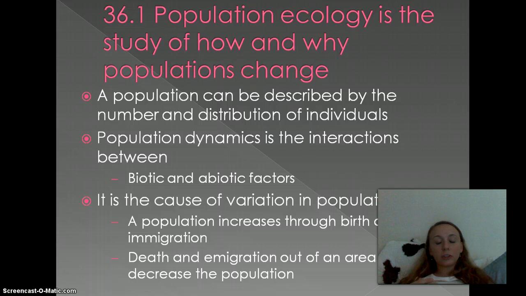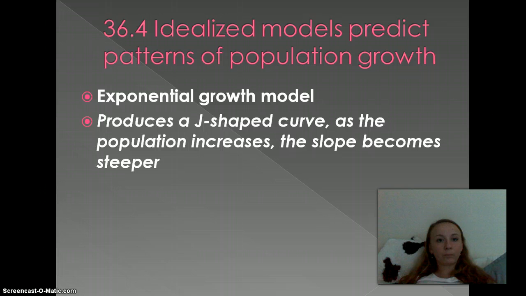So a population, which is pretty general, can increase through birth and immigration. The more an organism is having children, that's going to increase the population. And then organisms that come in from other areas, like the bunny from your neighbor's yard coming into your yard, that's immigration. Death and emigration out of an area are going to do the reverse and decrease the population. So we have these idealized models that will predict the pattern of population growth.